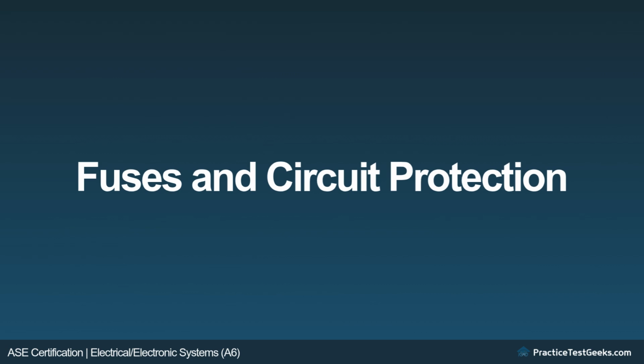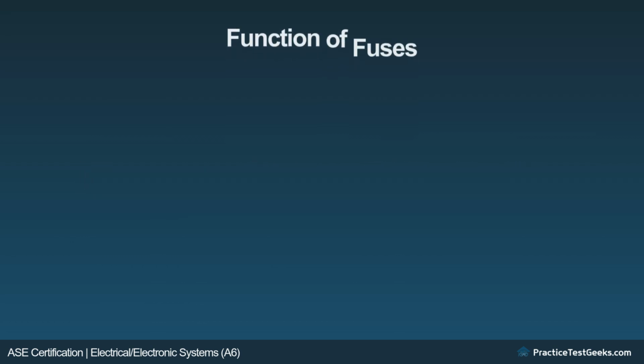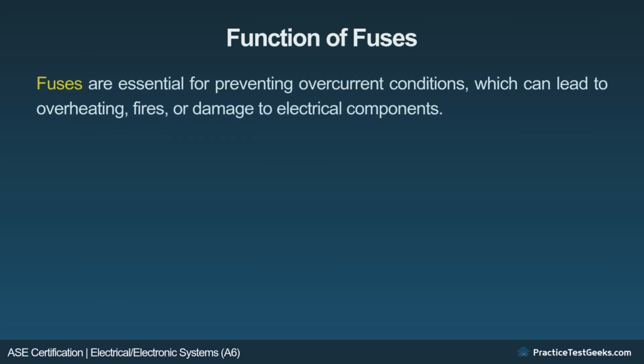Fuses and circuit protection. Fuses are safety devices used to protect electrical circuits from overloads or short circuits. They are designed to blow or melt when the current exceeds a safe limit, preventing further damage to the circuit. Function of fuses. Fuses are essential for preventing overcurrent conditions, which can lead to overheating, fires, or damage to electrical components.